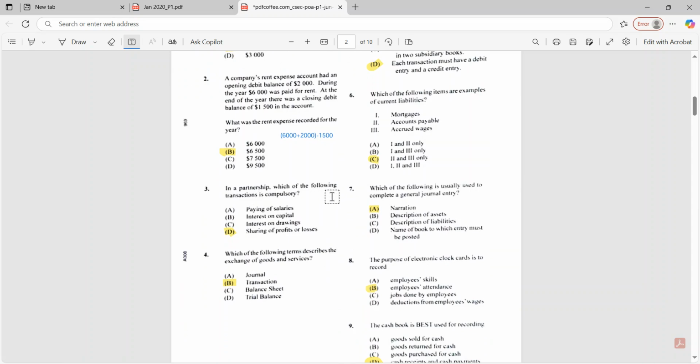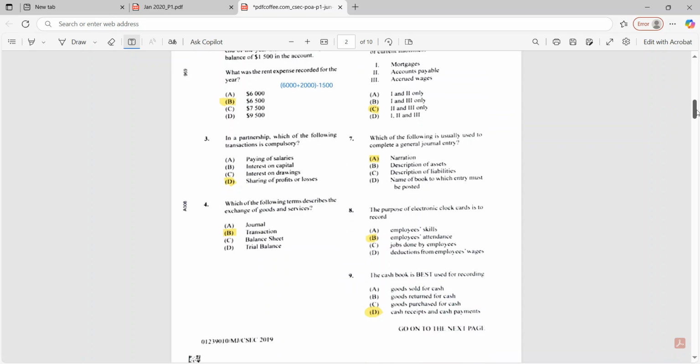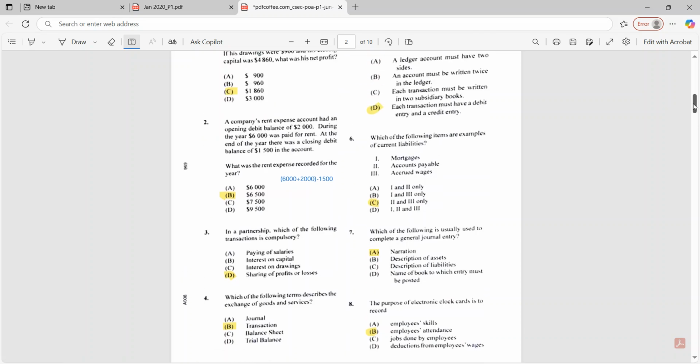In a partnership, which of the following transactions is compulsory? Paying of salaries? No. Interest on capital? No. Interest on drawings? No. Sharing of profits? Yes. We have to share our profits. That is one requirement of a partnership. Which of the following terms describes the exchange of goods and services? Is it a journal, a transaction, a balance sheet, or a trial balance? The answer is a transaction.